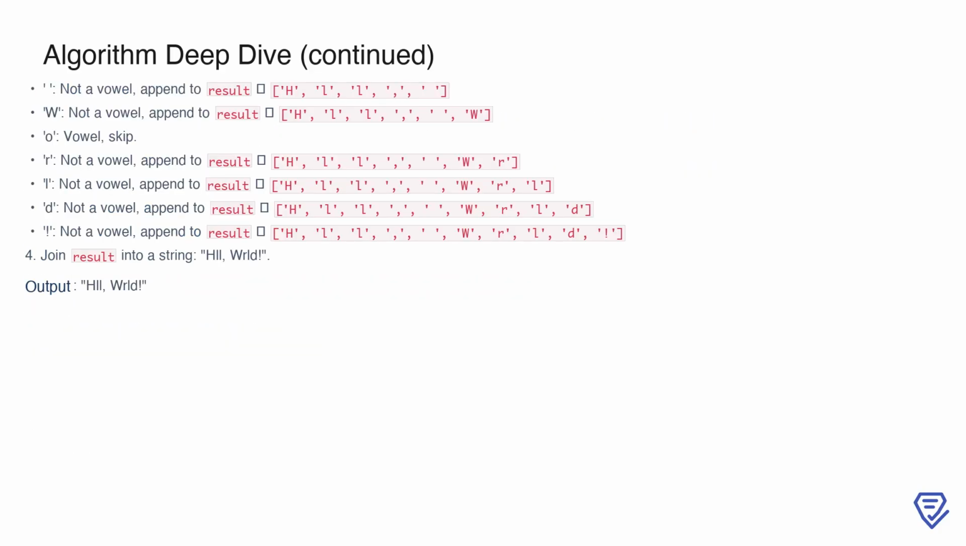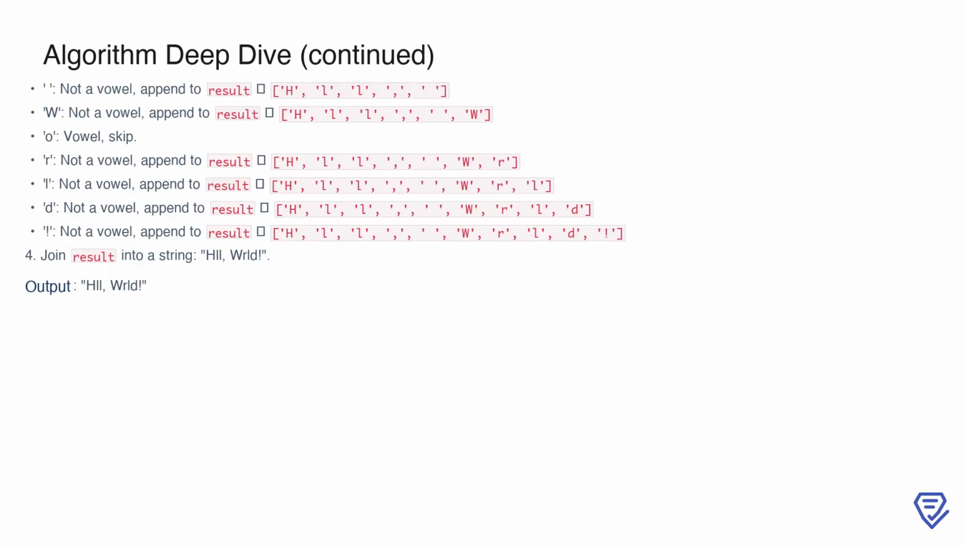Continuing the example, after processing the space character, which is not a vowel, it is appended to the result list. Next, the character W is processed and, since it is not a vowel, it is added to the list as well. The vowel o is encountered and skipped. Then r, l, and d are processed in sequence, all of which are non-vowels, and they are appended to the result list. Finally, the exclamation point is also appended, as it is not a vowel.